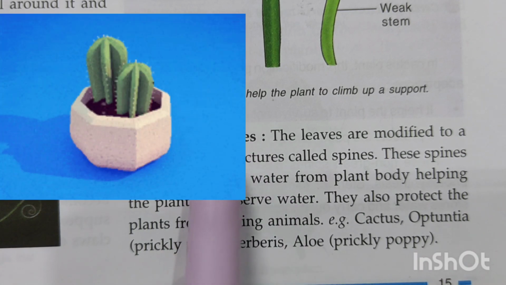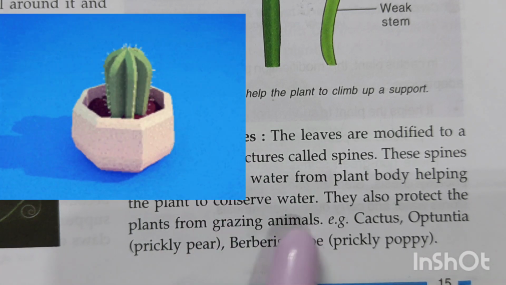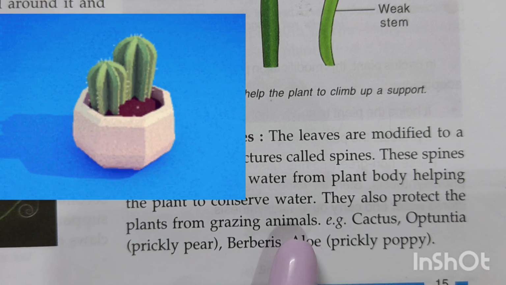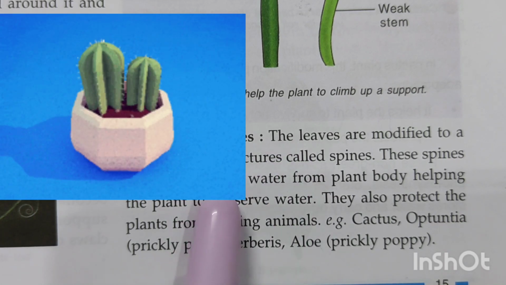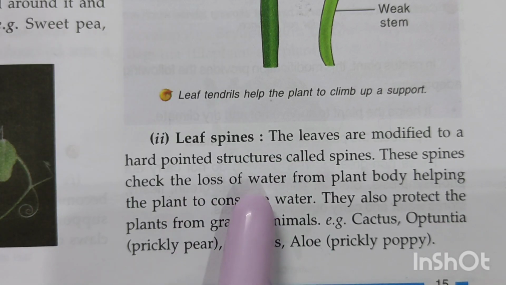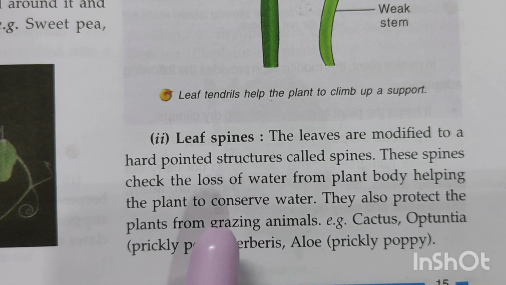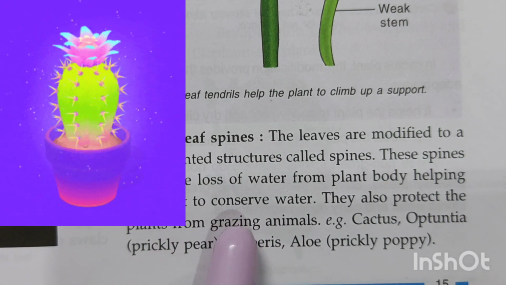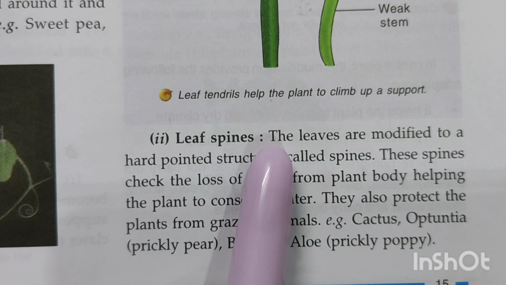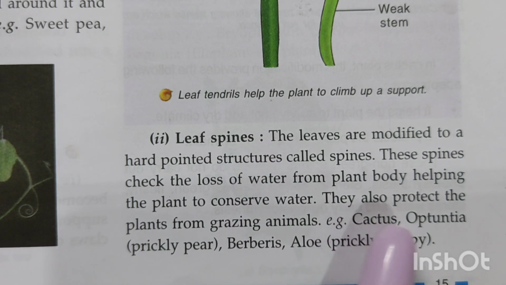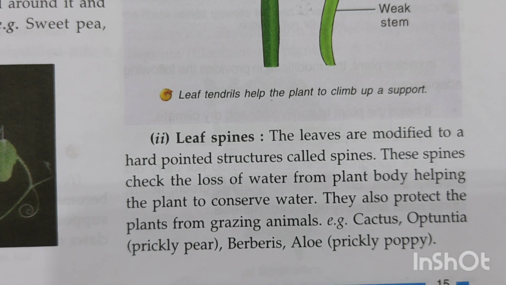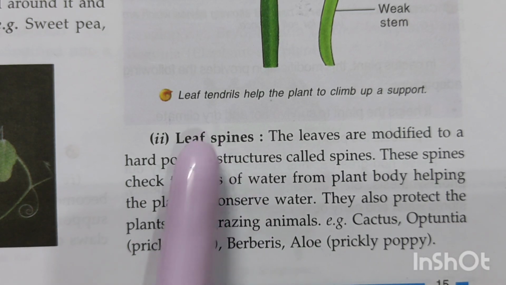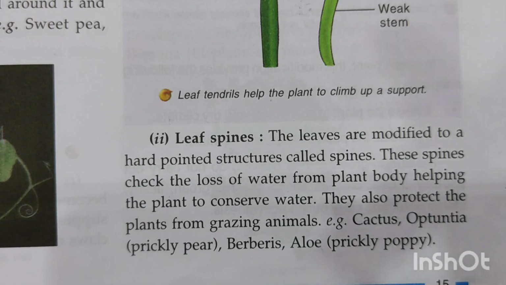If the spines are not there, the grazing animals, generally the herbivores, children, might eat away the plant, and if they eat the leaves the plant will not be able to do photosynthesis, so the plant dies. So it also protects the plant from grazing animals. Where can you find the leaf spines, children? In cactus, opuntia, berberis, aloe. So all these plants contain the modification of the leaf which is known as leaf spine.